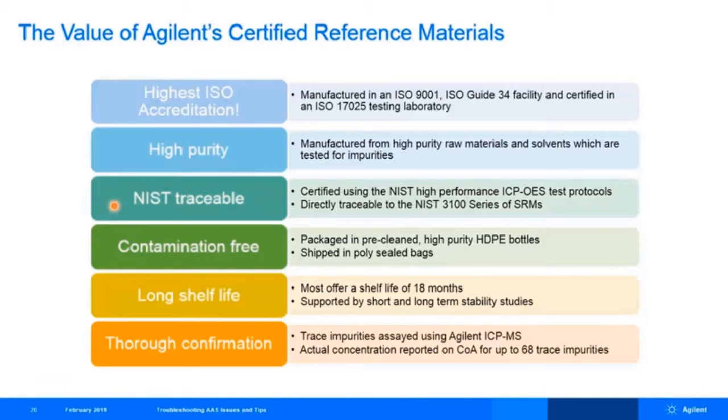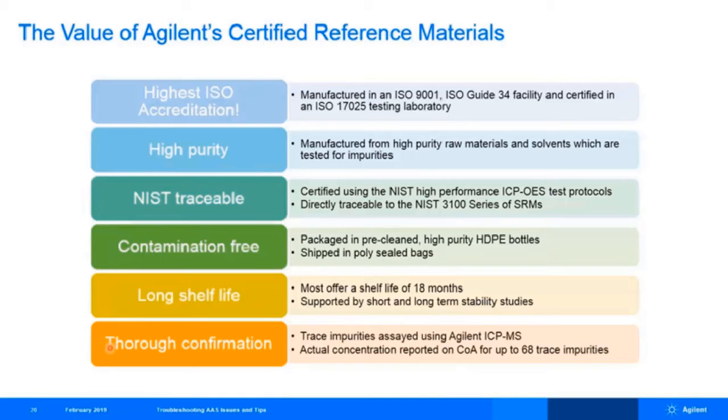The standards themselves, the certified reference materials, are certified using the high-performance spectroscopy protocol developed by the National Institute of Standards and Technology in the United States. Both the certified concentrations and the uncertainty values are directly traceable back to the NIST 3100 series of standard reference materials, which means that you can be sure they'll have the highest accuracy as well as, of course, traceability.